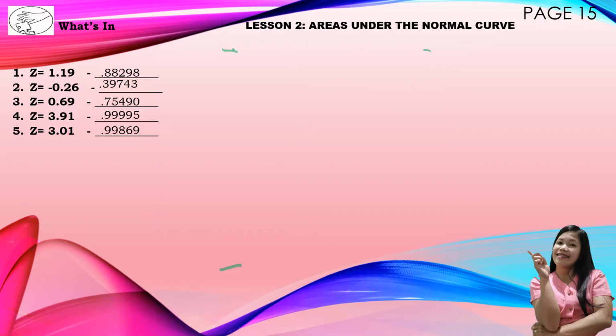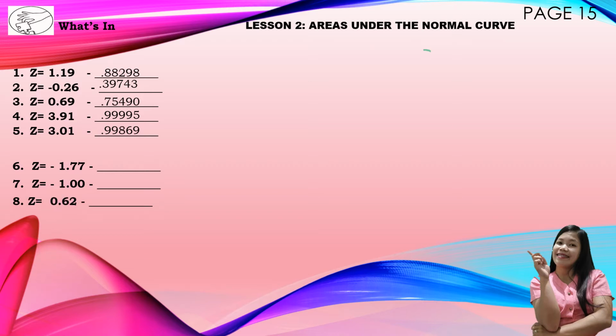Okay, for number 6 to 10, you can do it by yourself. For number 6, z equals negative 1.77. Number 7, z equals negative 1. Number 8, z equals 0.62. Number 9, we have z equals negative 2.34. And for the last, we have z equals negative 2.73.